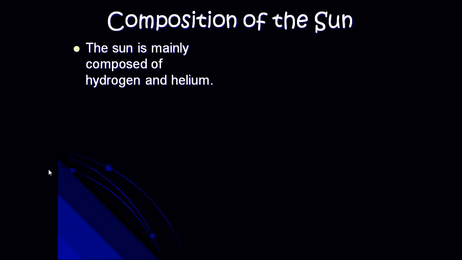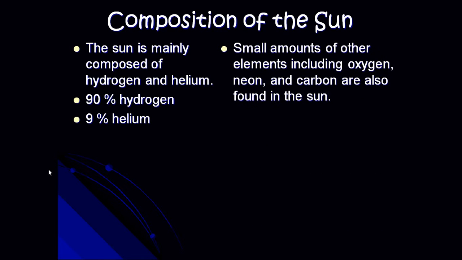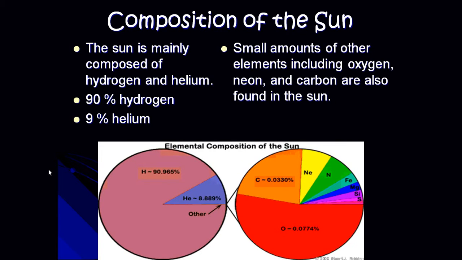Composition of the sun. The sun is primarily made of hydrogen and helium. That's 90% hydrogen, 9% helium. Small amounts of other elements, including oxygen, neon, and carbon, are also found in the sun. So that accounts for that 1%. In the chart provided, there's a breakdown of those compositions that I mentioned, with the 90% being hydrogen, 9% being helium, and the 1% comprised of the other elements, as indicated by the pie graph on the right.